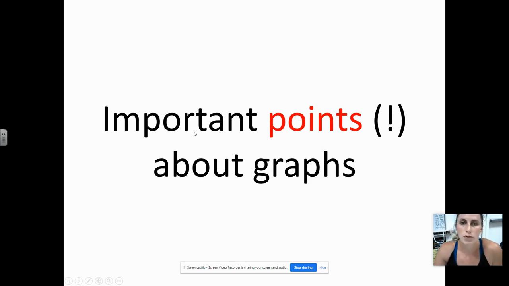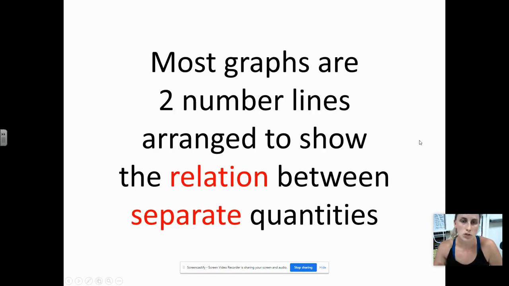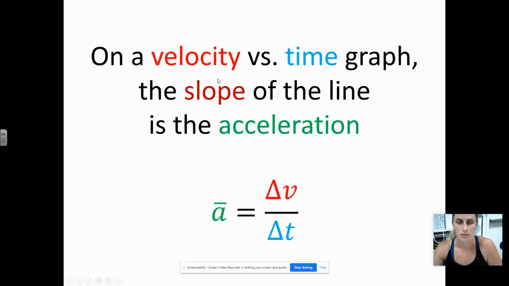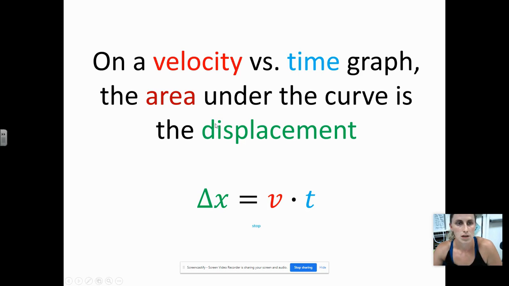To start this lesson off, we're going to go over a few important points about graphs, just a little bit of review. Most graphs are two number lines, and they show the relationship between two separate quantities. So for example, on a position versus time graph, the slope is our velocity. And on a velocity versus time graph, the slope is acceleration. Also important to note that on a velocity versus time graph, the area under the curve is the displacement.